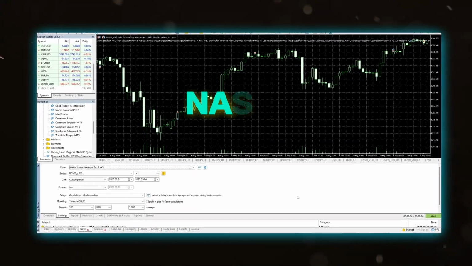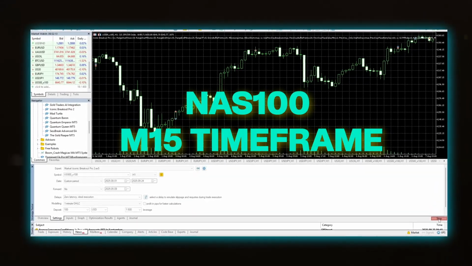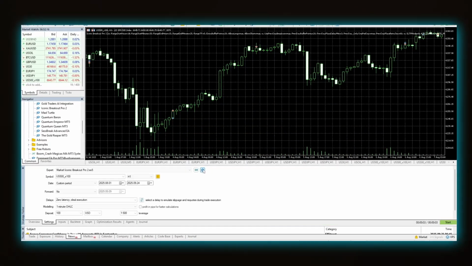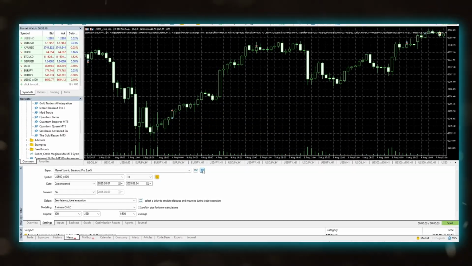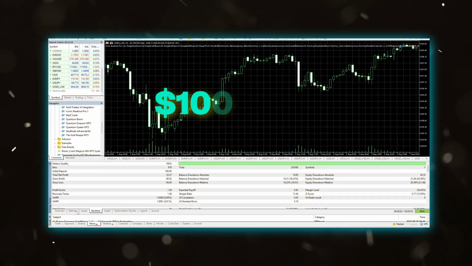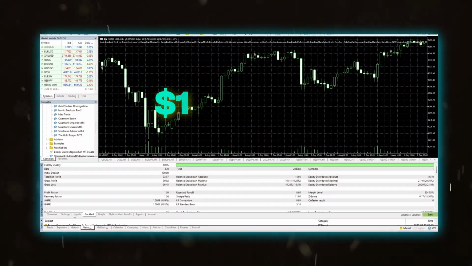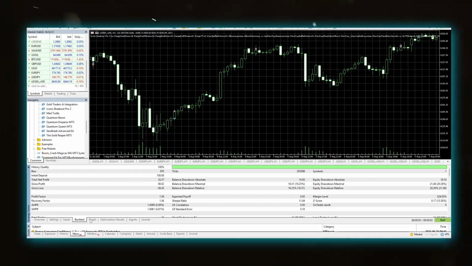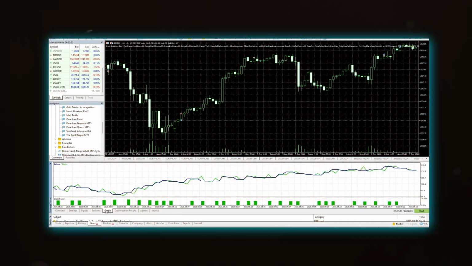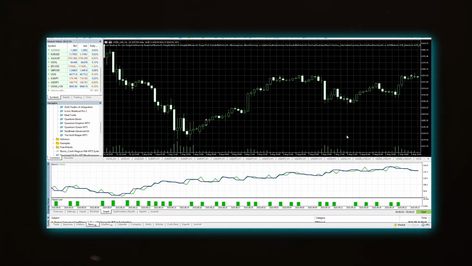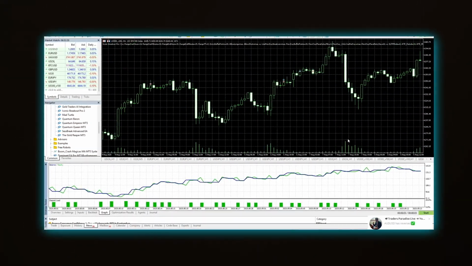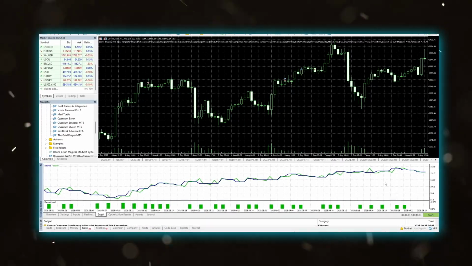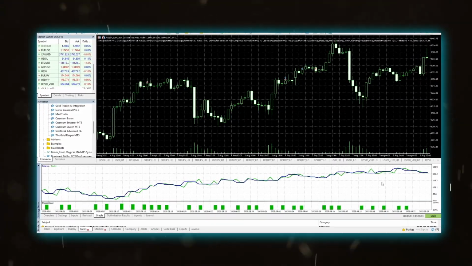During backtesting on the NAS 100 using the M15 timeframe, the EA consistently placed trades at high momentum breakout points. Starting with a $1,000 deposit, it generated steady profits with minimal drawdown. The risk-to-reward ratio was optimized, and it handled volatile market conditions smoothly. Notice how it maintains a solid equity curve, even during market corrections, by sticking to its disciplined strategy.